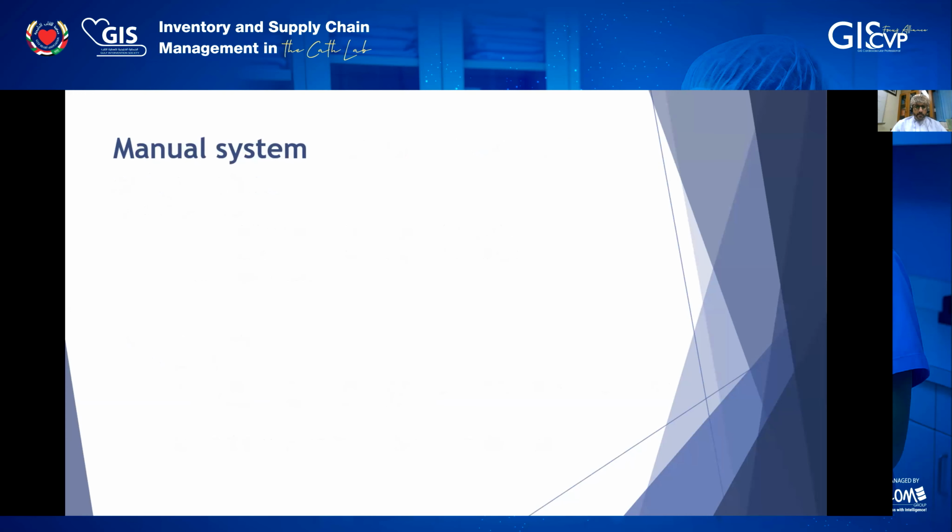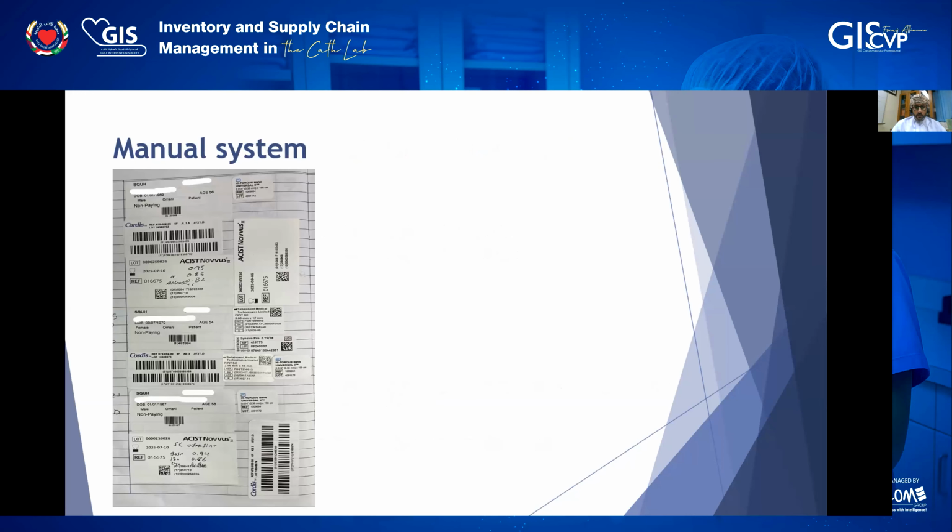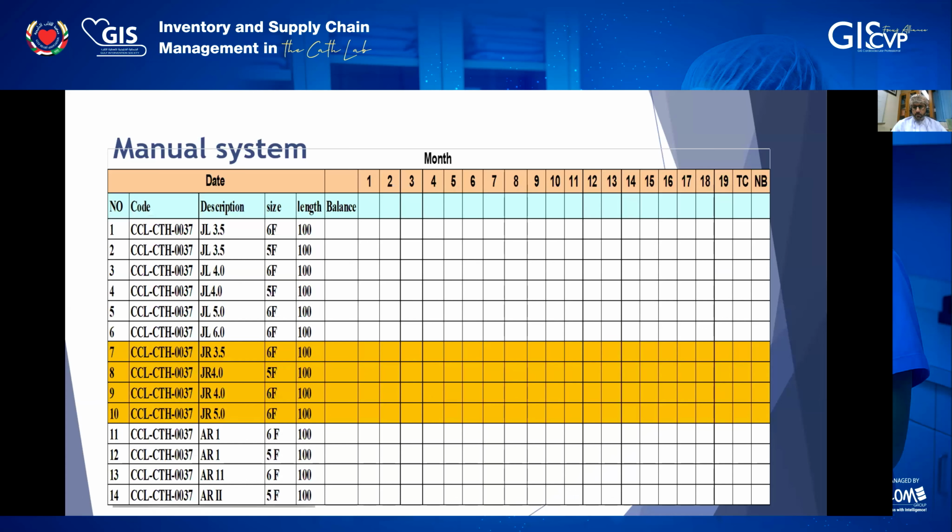I will show you the manual system. This is the logbook, how it looks. There is a patient sticker, and we stick a sticker of each item against the patient. Later on, by the end of the day, one of our techs who comes in the afternoon goes and enters the data of each item in the Excel sheet.